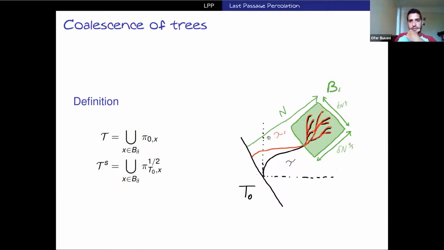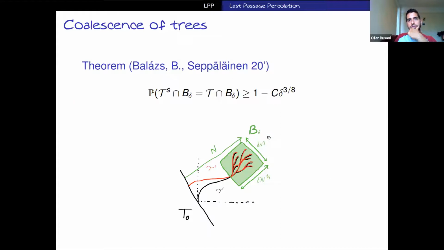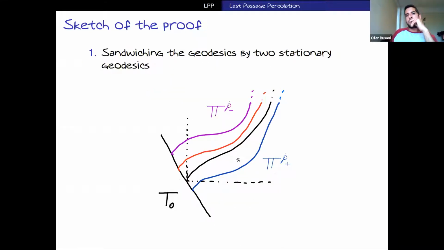But this is the content of the next result, which is joint work with Marton Balazs and Timo Seppelainen, which says that with high probability, the two geodesic trees agree inside the box B delta. So let me try and sketch the proof. I'll just give the main components of the proof.